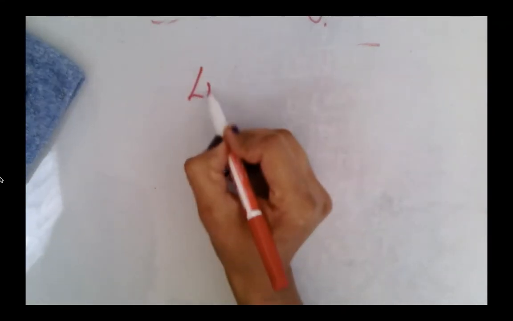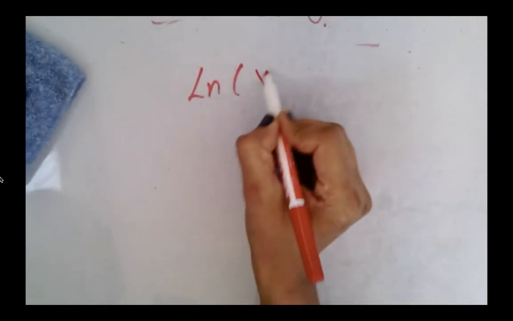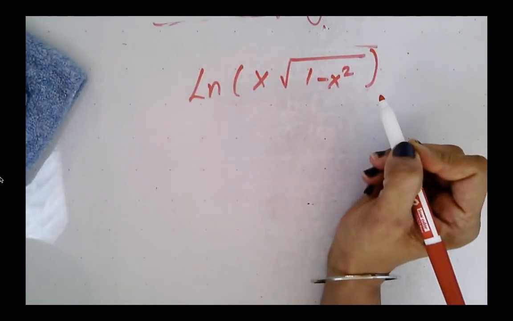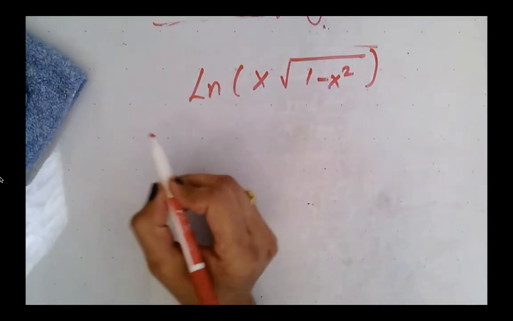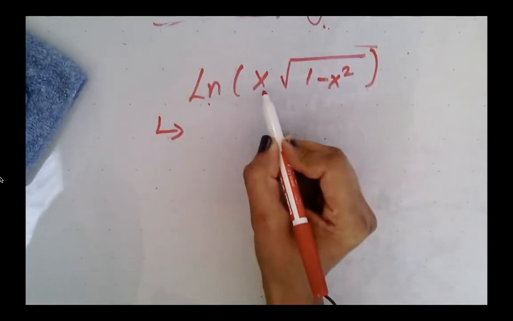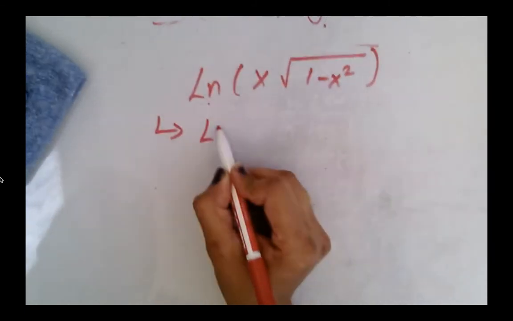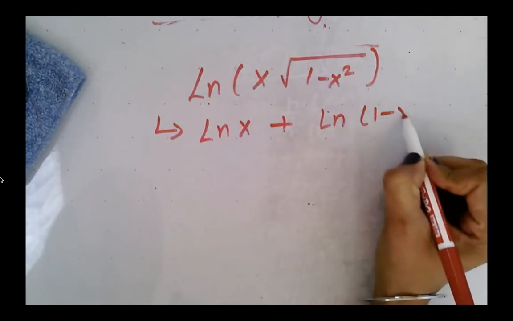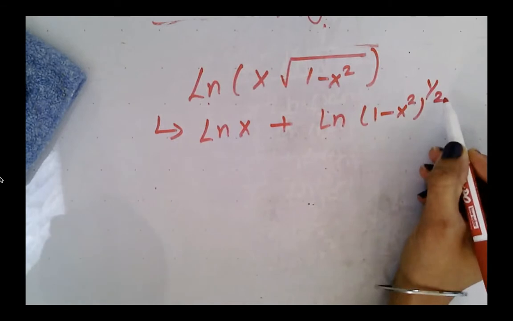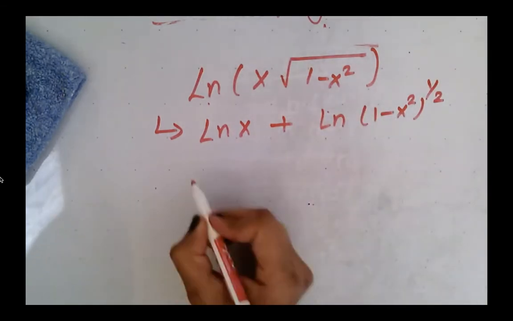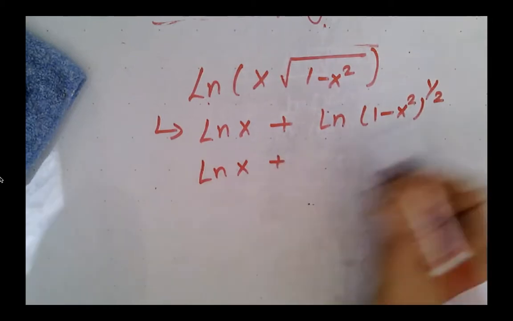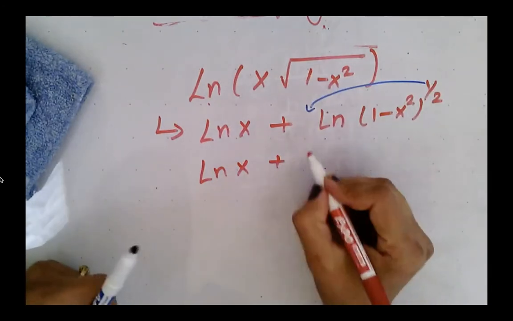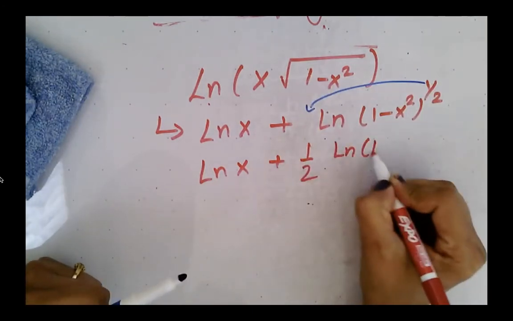So let's say I have ln parentheses, I have x times 1 minus x squared, and that, okay. Again, I'll just apply those properties first. So I know it's ln of 2 functions getting multiplied. So I could do ln of x plus ln of 1 minus x squared to 1/2. I hope you understand why there's a 1/2. Why? Because there's a square root. Now try simplifying. So ln x, this one I can put it on the front. This 1/2, put it on the front. This becomes 1/2 ln of 1 minus x squared.